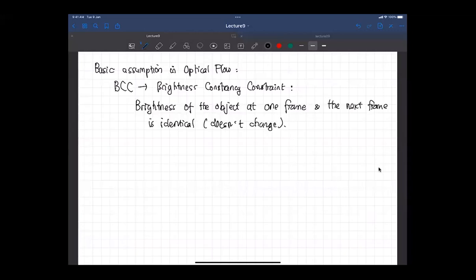It means that if you take the picture of this pen in one image, and then in the next image you take the same picture of the pen, the pixel intensities on this pen are assumed to be the same. It doesn't have any changes in the brightness. It doesn't work for extreme cases. For example, when you take this picture here, and then suddenly you turn off the light and take another picture, the BCC will be broken. Only when they are the same can the BCC hold.